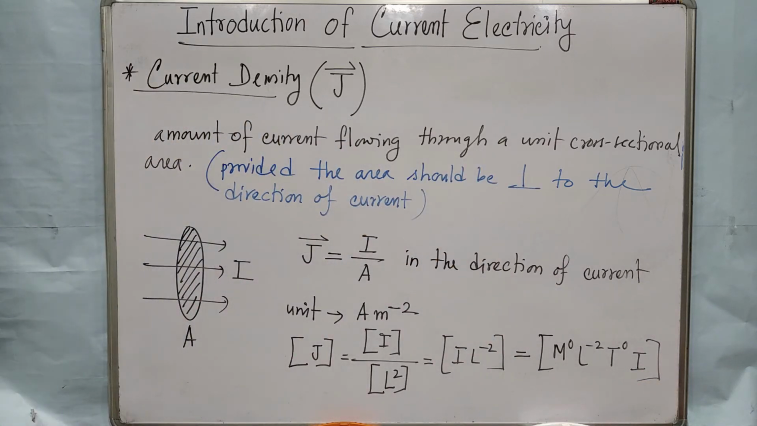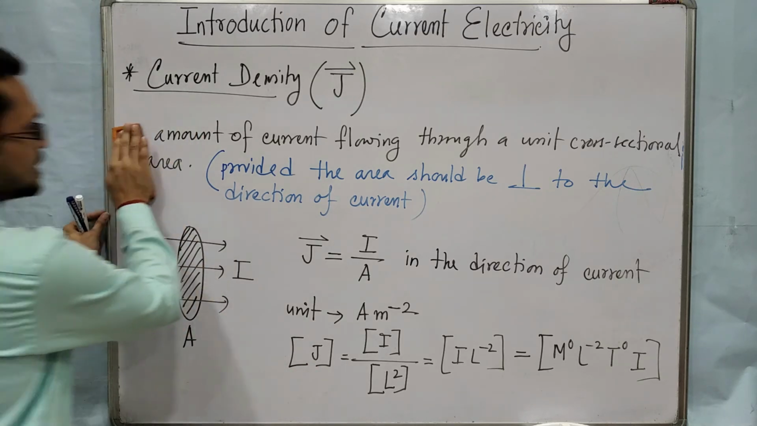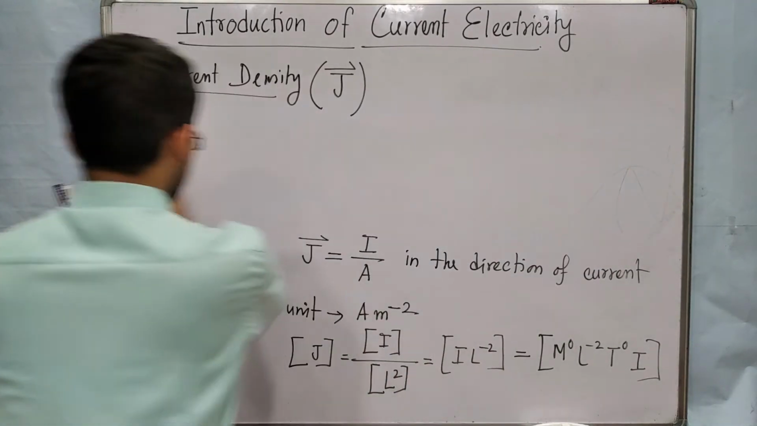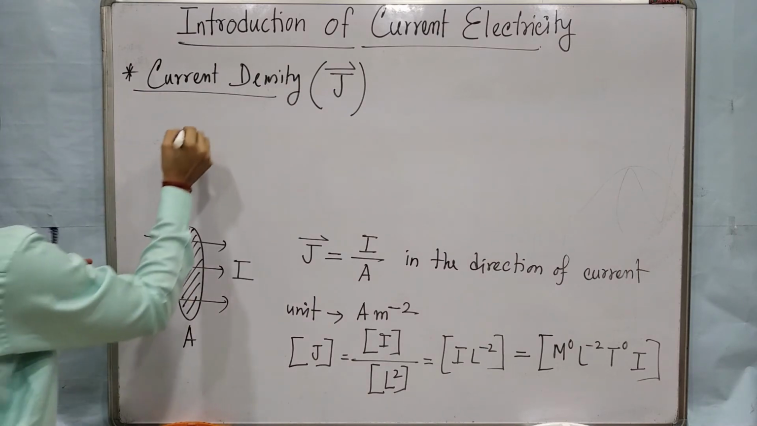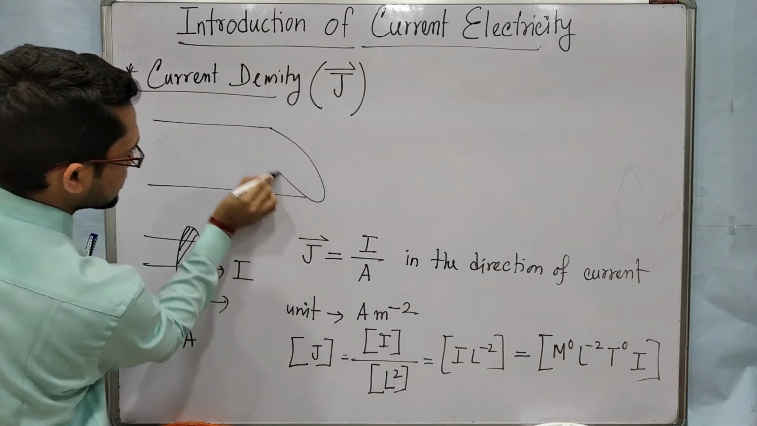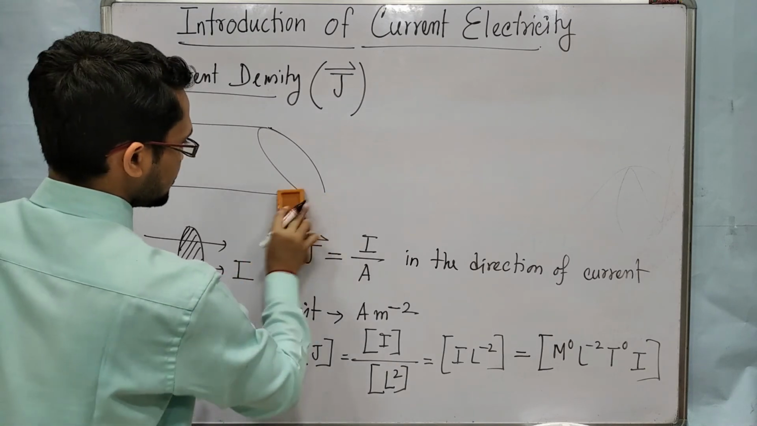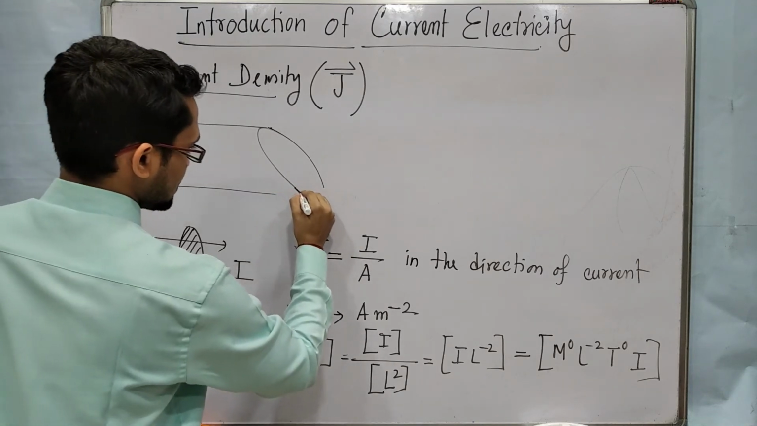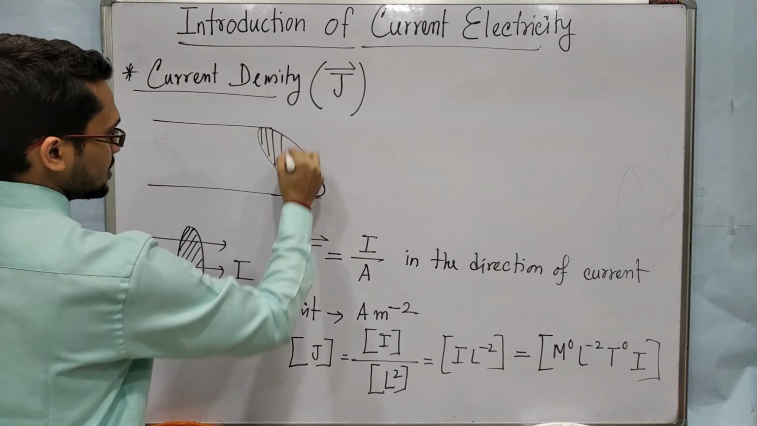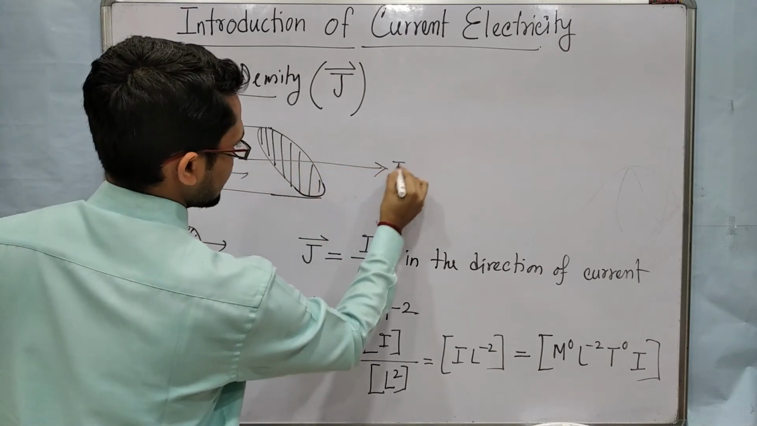Okay, clear. Now suppose the area is not perpendicular. So suppose the area is like this. Then how will you calculate the current density? Here this is the cross sectional area. Current is flowing through this, so current will flow like this, I.